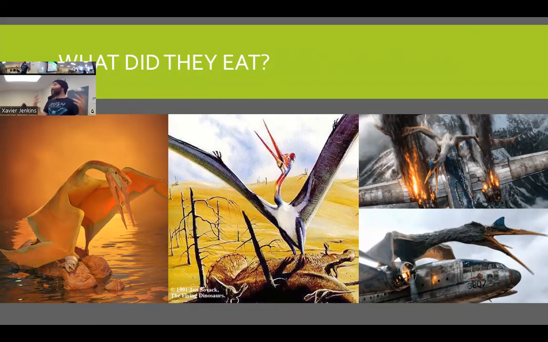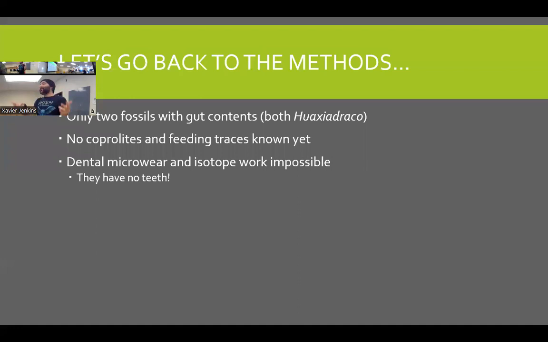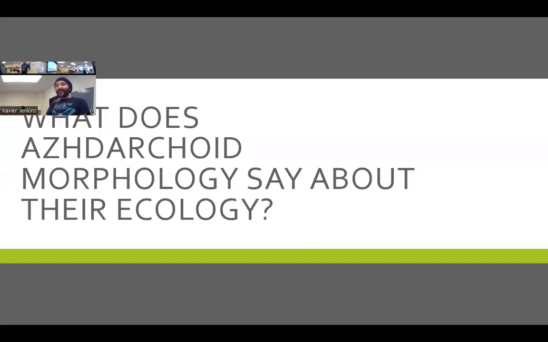So how can we determine what these pterosaurs were eating? Let's go back to the methods we discussed earlier. Only two Azhdarchoid fossils have been found with gut contents. Both of them are Huaxiadraco, which is a tapejarid. We haven't found any coprolites or feeding traces yet, and dental microwear and isotope work is impossible because these guys have no teeth. So we are forced to look at their morphology and try to infer their ecology from there.